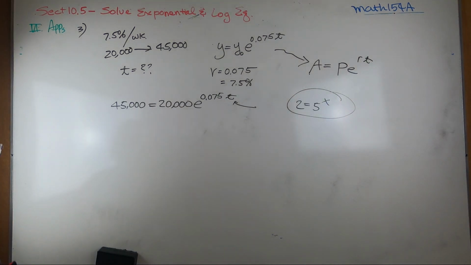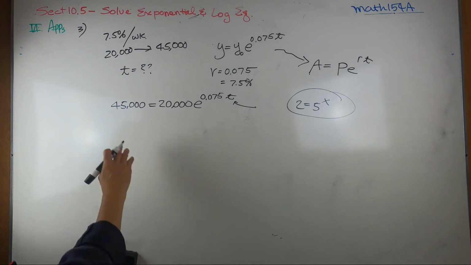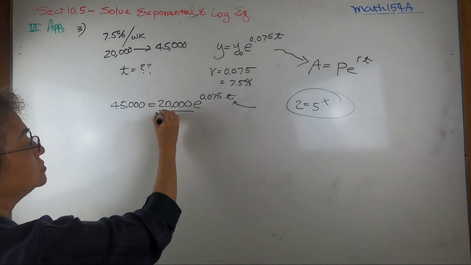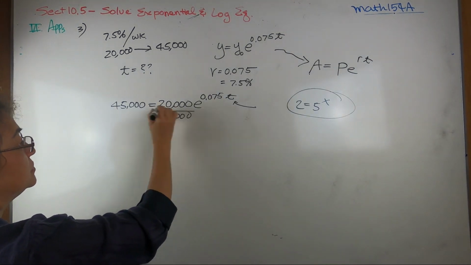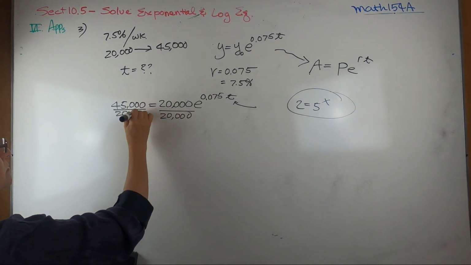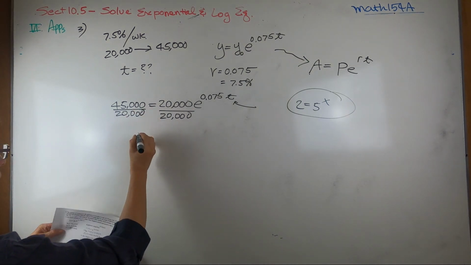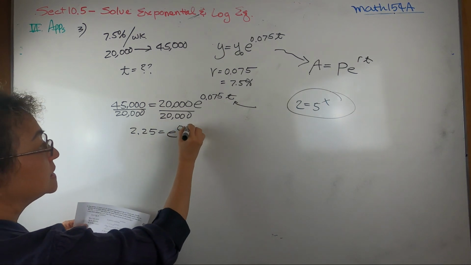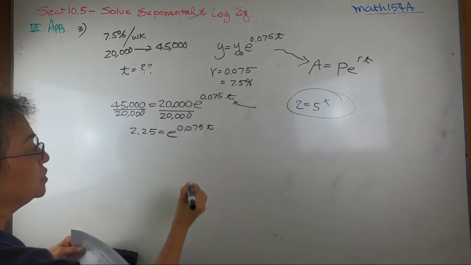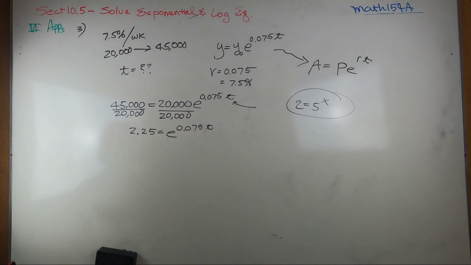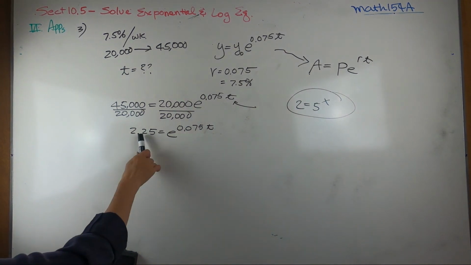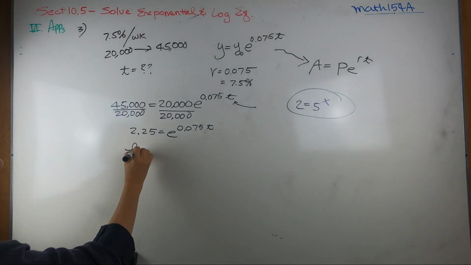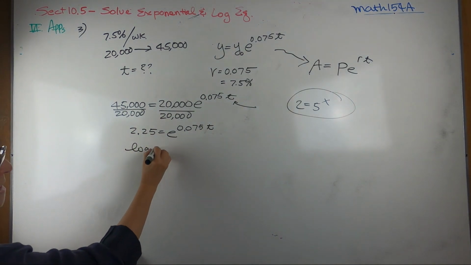exponential equations, right? Different base, so you have to get the exponential by itself. You divide, get rid of this. So what do we have? We have 2.25 equals e to the 0.075 t, a simple exponential equation. We cannot make the same base, so we have to rewrite it to the log. You have log base e, right?